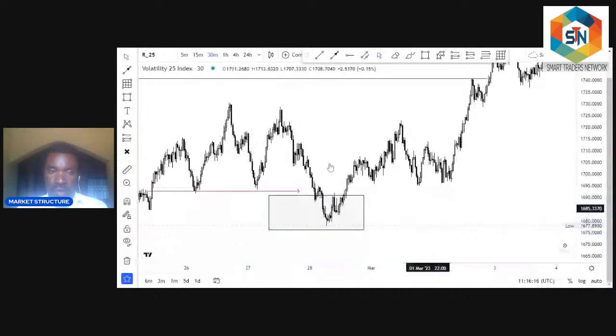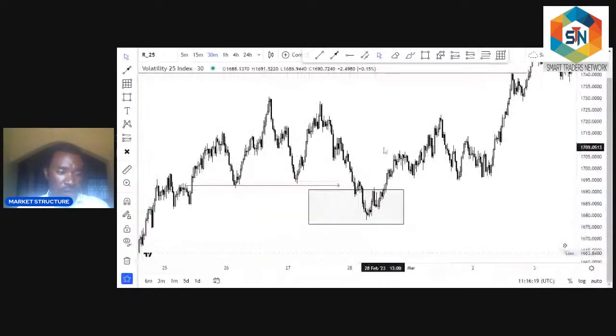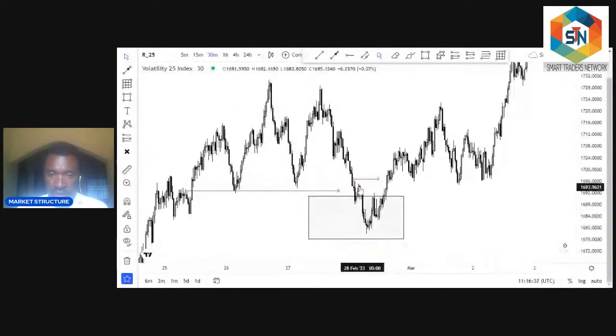So this was it. Price came in there, and you can see the break. You can see how price broke this structure, and then price gave us an entry from here. This was the entry. Price came back to mitigate this point after breaking high, low, high.